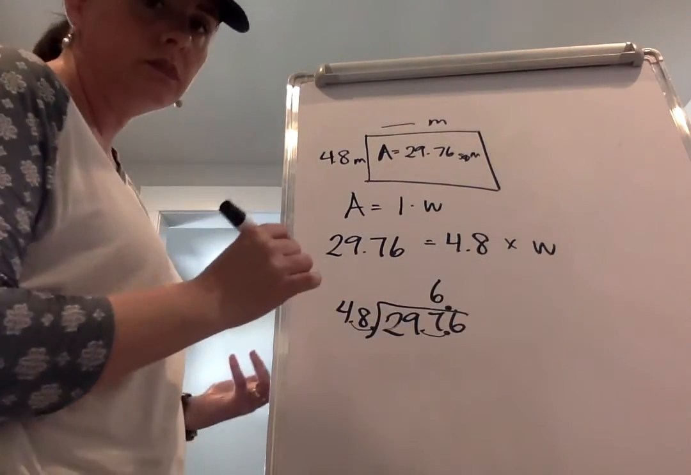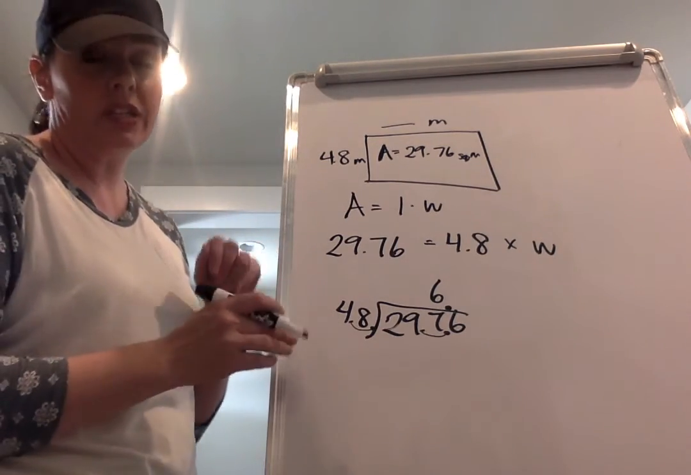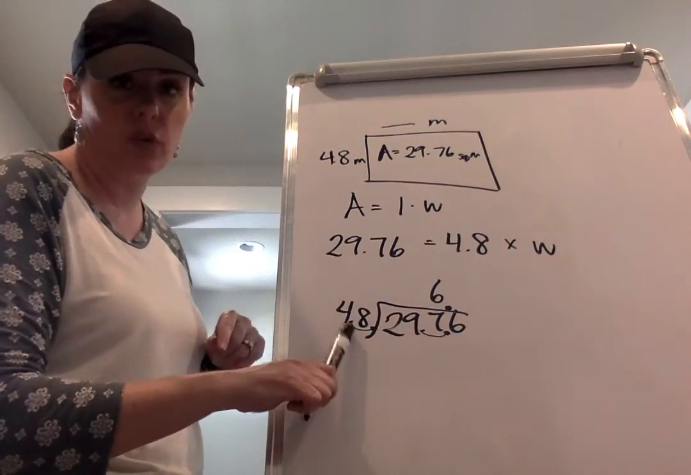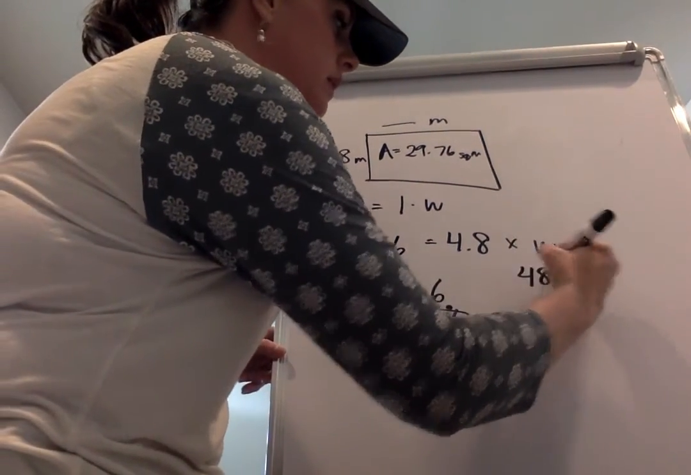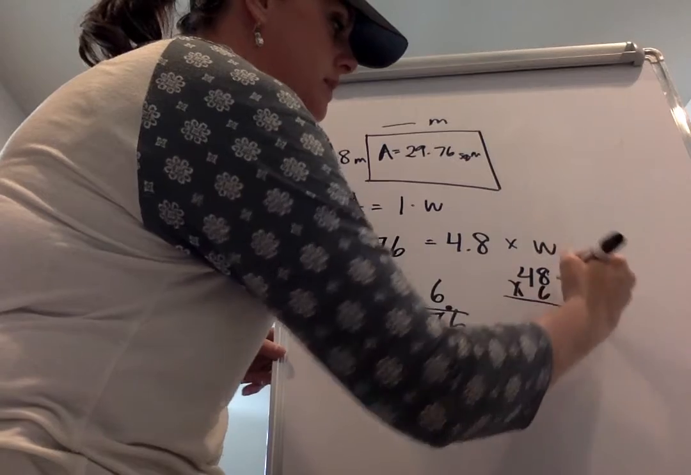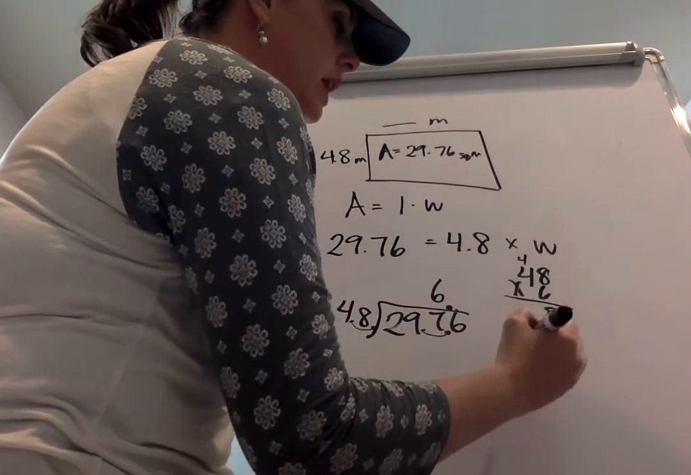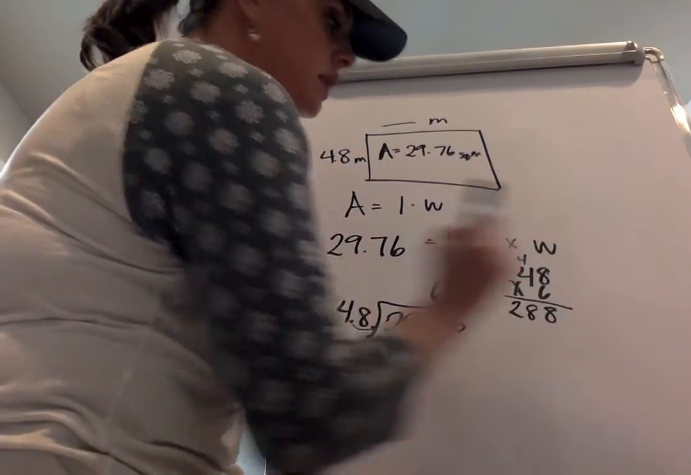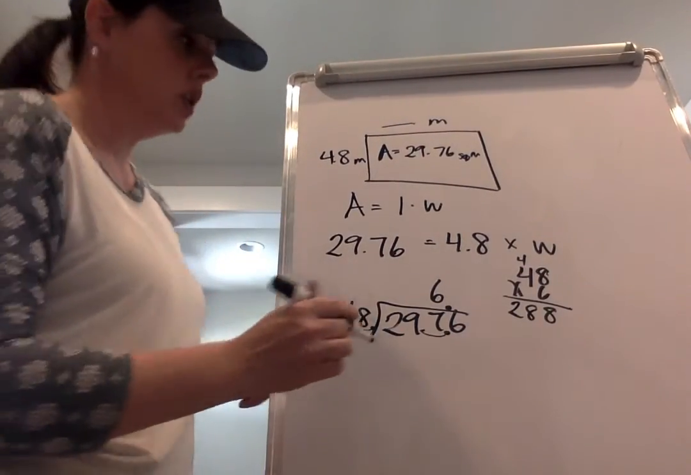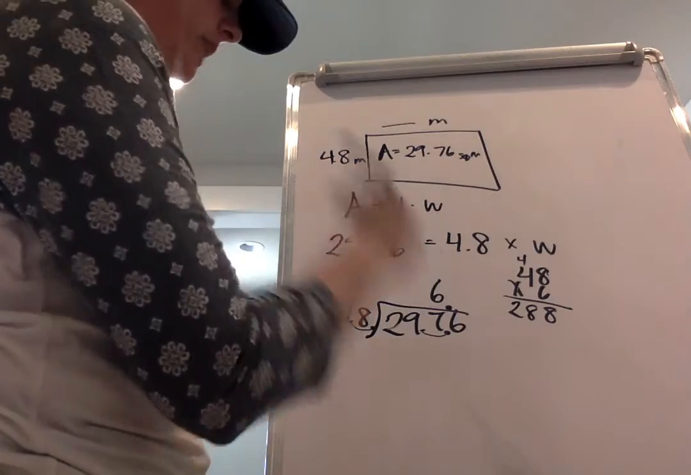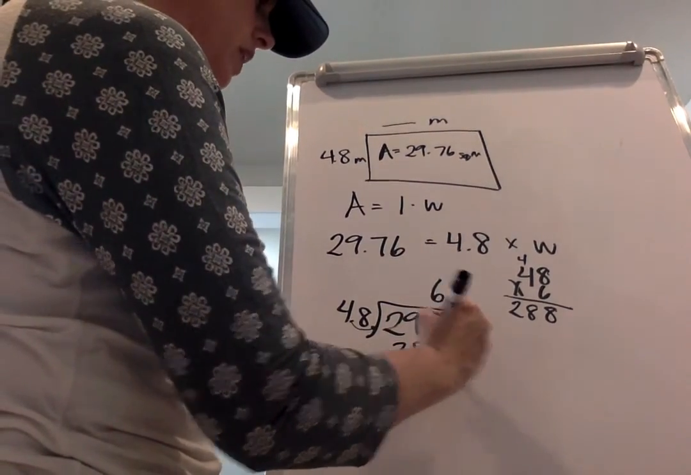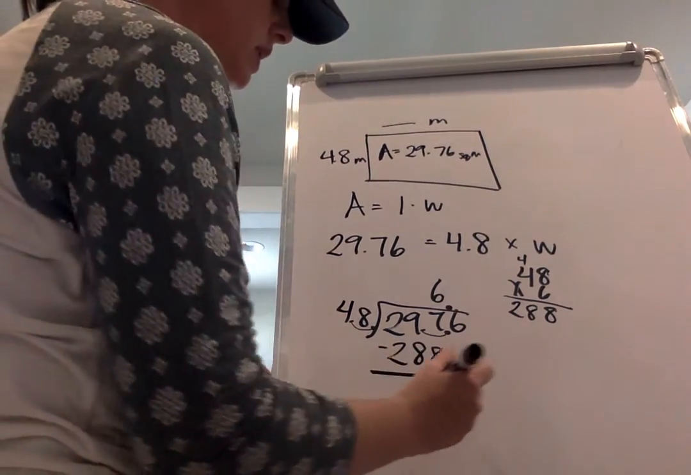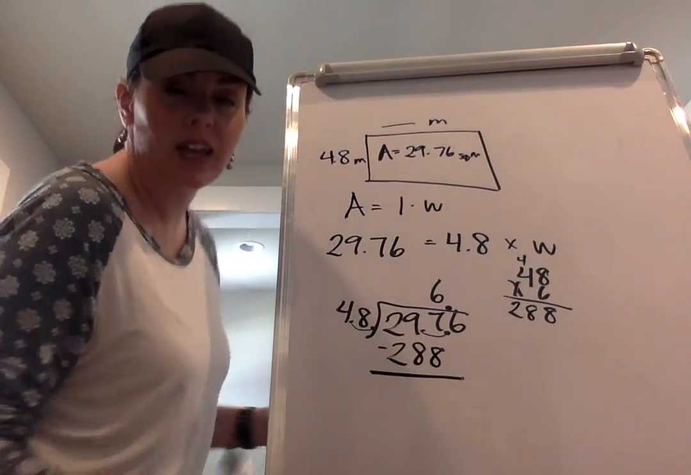Okay, now we have to do a little bit of work here. We actually now have to do the actual multiplication. I can't just round. So I'm going to do 6 times 48. 6 times 8 is 48. Carry that 4. 6 times 4 is 24, plus 4 is 28. So, good, I was close. Let's do 288 right here. We're going to subtract. 6 times 48 is 288. Now we subtract and bring down.